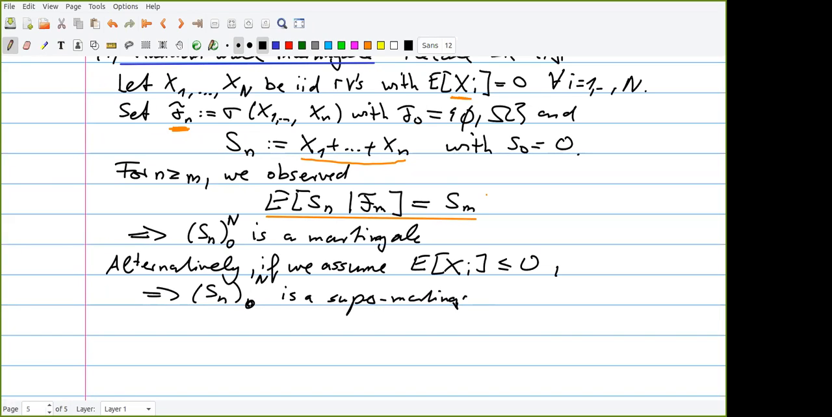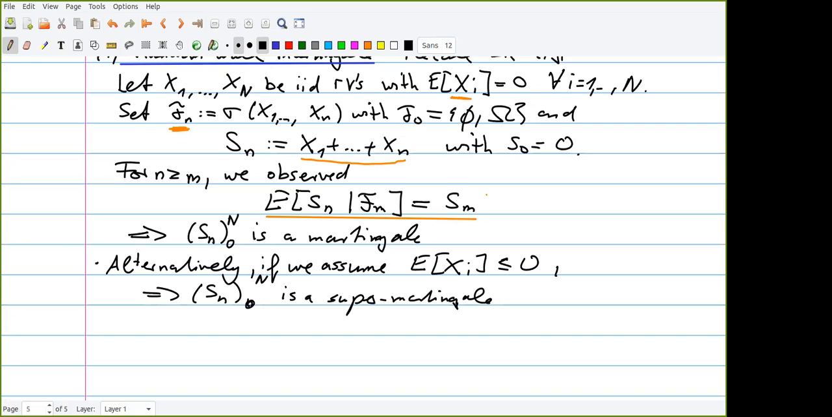And if you think of this in terms of a game, so if you say Xi are the profit or losses you make in the ith round of the game, where if the expected value in each round is 0, this is a fair game. If the expected value in each round is less or equal than 0, this is a game which is not in favor of you. So this is a super martingale.